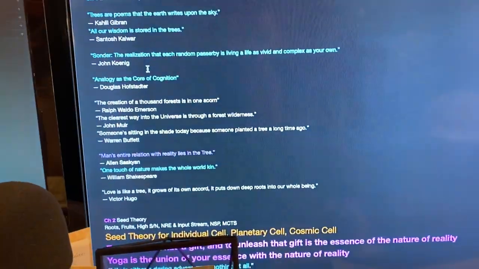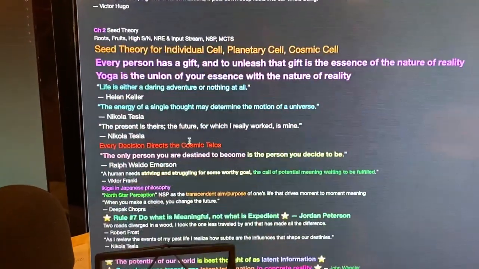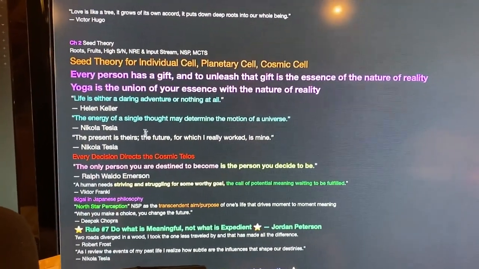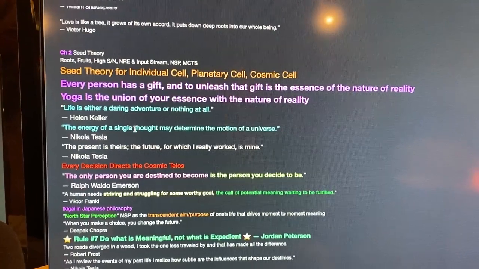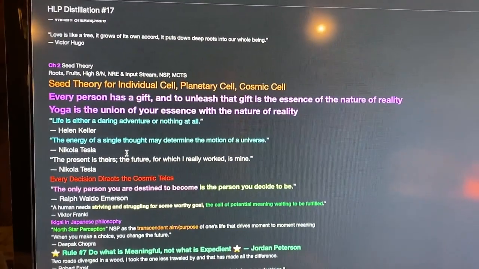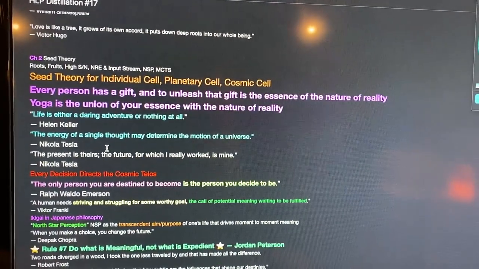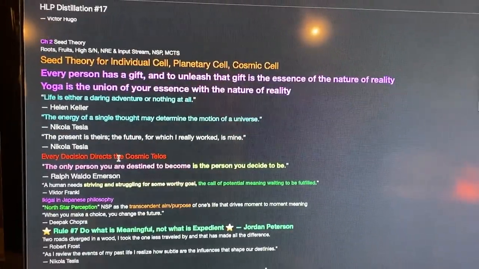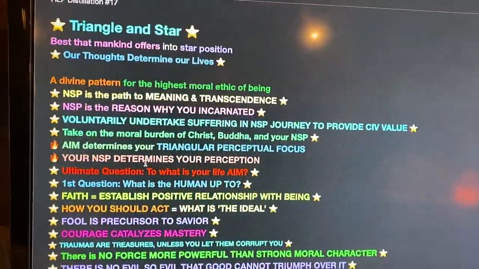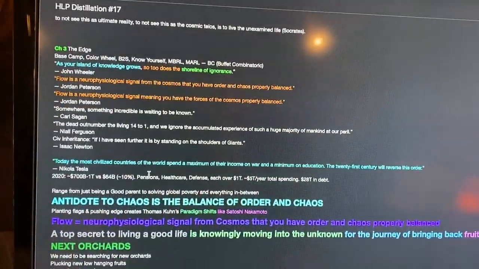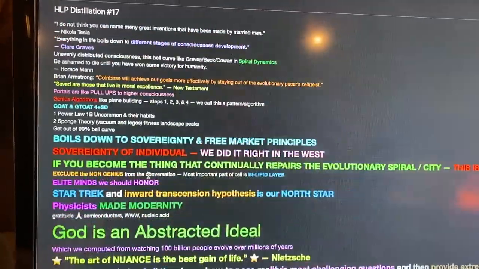But I'm not going to be using all of this stuff. It's just too much stuff. I love Helen Keller's quote here, "Life is either a daring adventure or nothing at all." Nikola Tesla's, "The energy of a single thought may determine the motion of a universe." Anyway, I have to be really, really selective because I don't want to have that many words in the project.